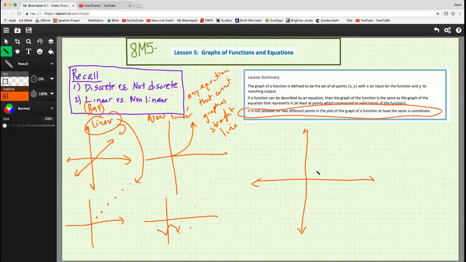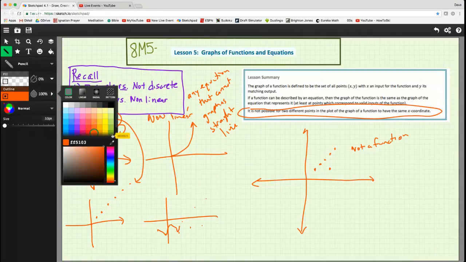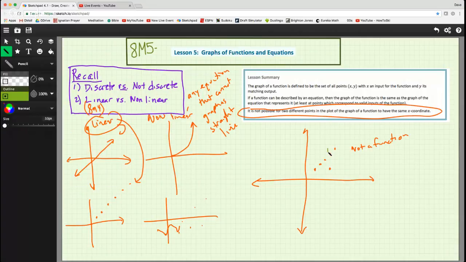But this is a function, or this could be a function. But if I draw this point here, this is not a function. And the reason is because in this one case, I have an x value of 1, 2, 3, 4, 5, and I have 2 y outputs.